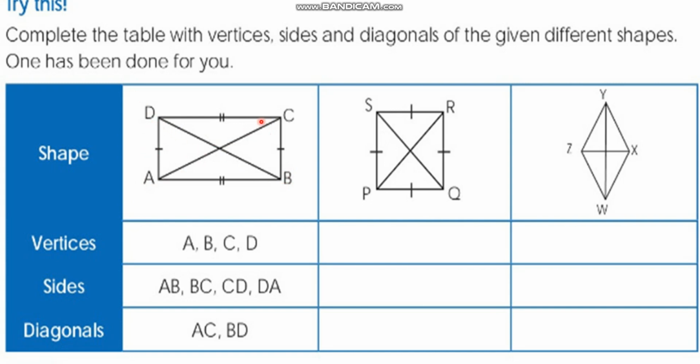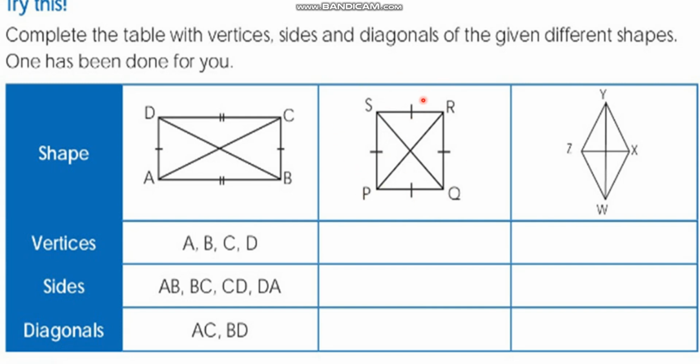Okay, otherwise we can write CA or DB. Okay, both are same. So these are the diagonals. Got it, children? Now can you tell me the vertices, sides and diagonals of this shape?